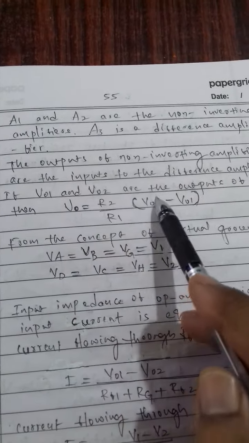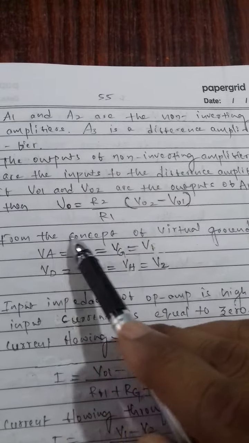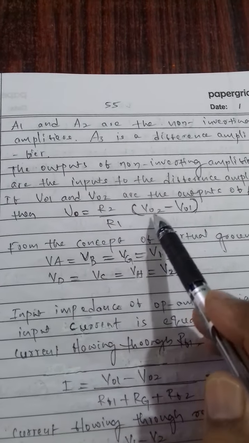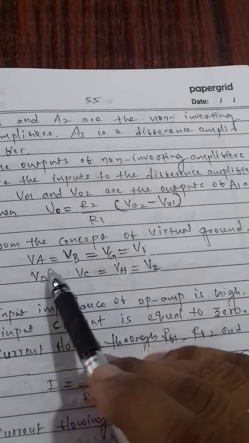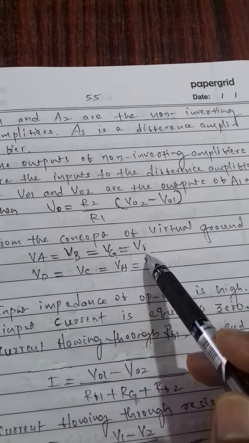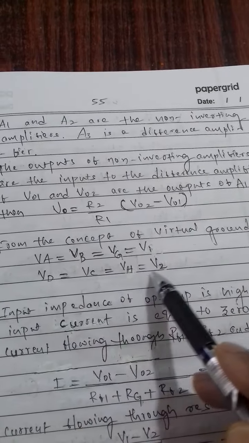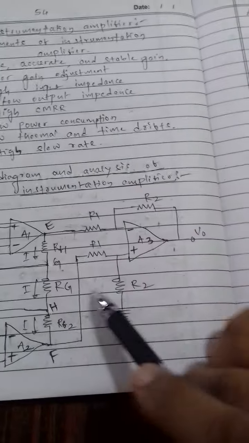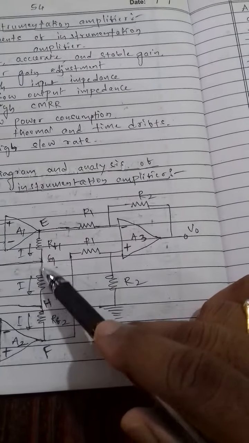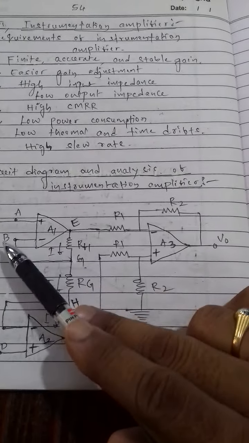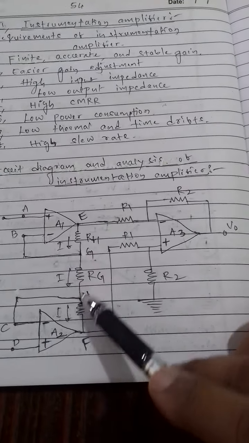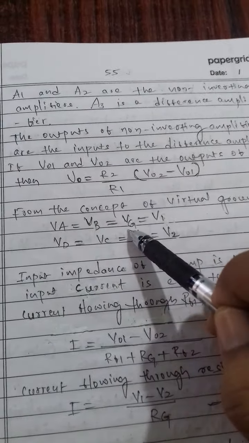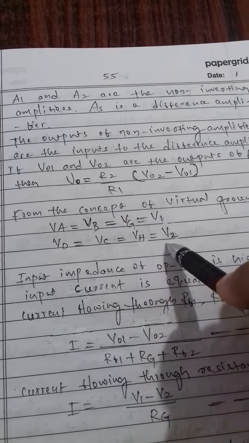If VO1 and VO2 are the outputs of A1 and A2, then output voltage is equal to R2 upon R1 into bracket of VO2 minus VO1. From the concept of virtual ground, VA is equal to VB is equal to VG is equal to V1, and VD is equal to VC is equal to VH is equal to V2. That is here, this is VA, this is VB, this is VC, this is VD, VE, VG, VH and VF. Here VA is equal to VB is equal to VG is equal to V1, VD is equal to VC is equal to VH is equal to V2.